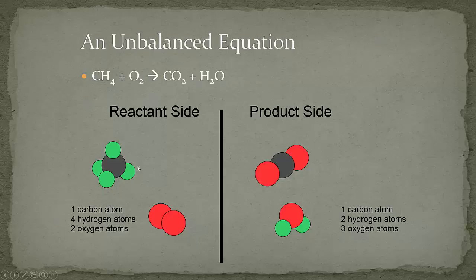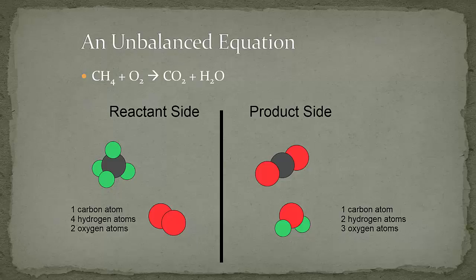If we check the atoms individually, for carbon, on the reactant side 1, on the product side 1, it's balanced. For hydrogen, on the reactant side we have 4, on the product side we have 2, it's not balanced. And on the reactant side for oxygen we have 2, on the right-hand side it's 3. So this is an example of an unbalanced equation.